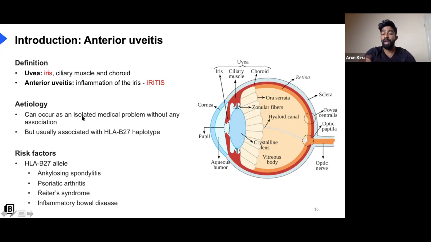Okay, it can occur as just a random isolated problem, but usually it's associated with the HLA-B27 genotype, the haplotype. Okay, HLA-B27. And remember the conditions that are associated with that.